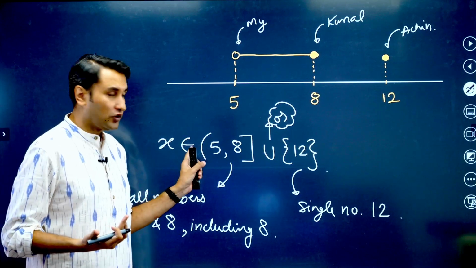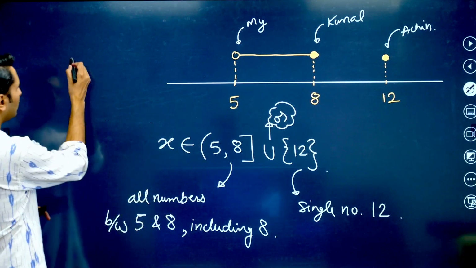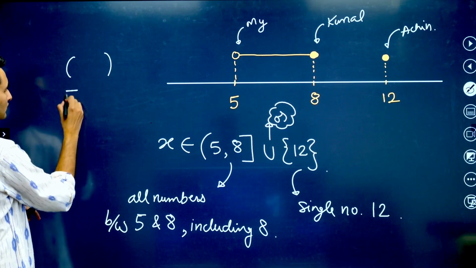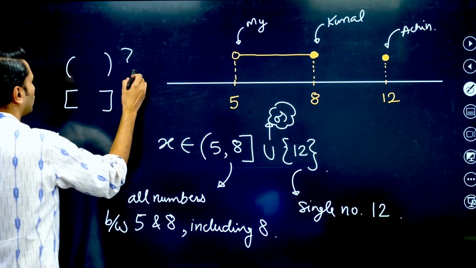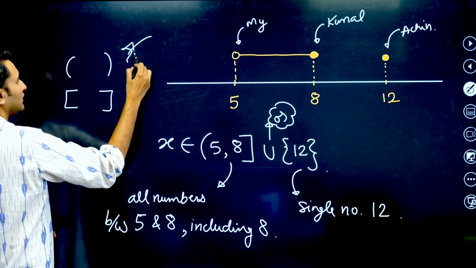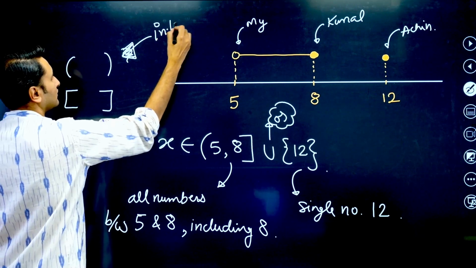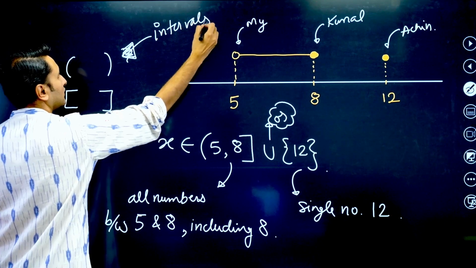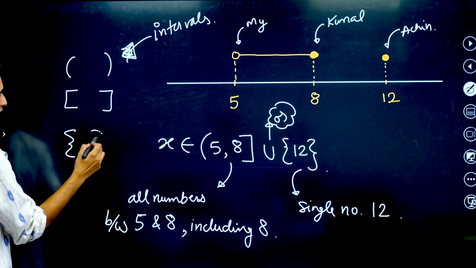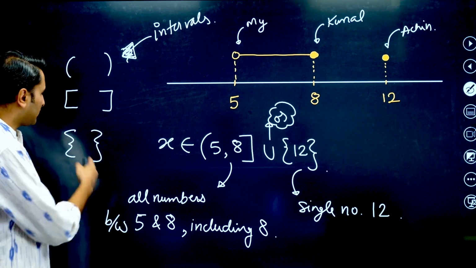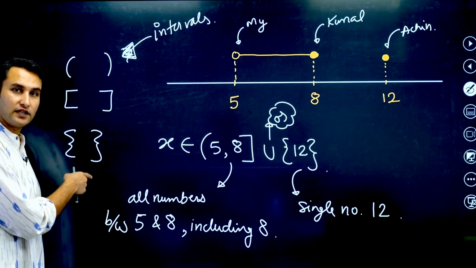Right? What type of brackets have you learned till now? Open brackets, close brackets. So both of these represent what? Both of these represent intervals. Right? And then we also learned about the curly bracket. It represents the single number or single numbers.